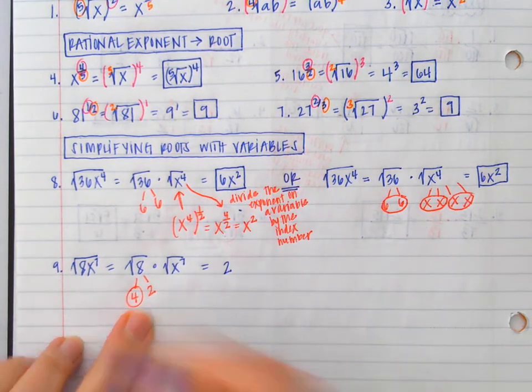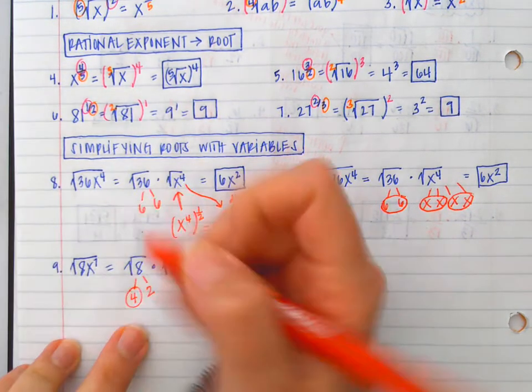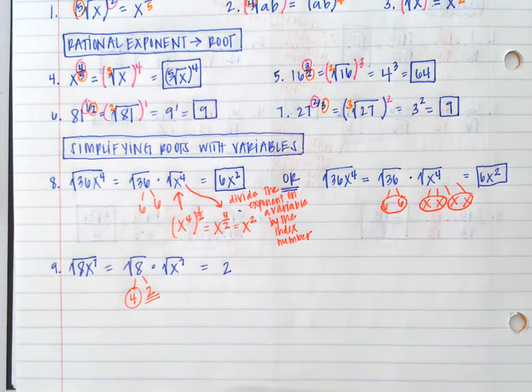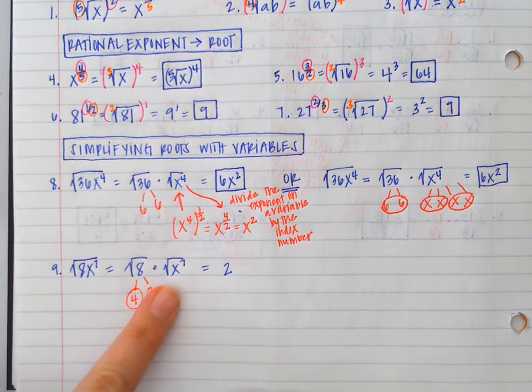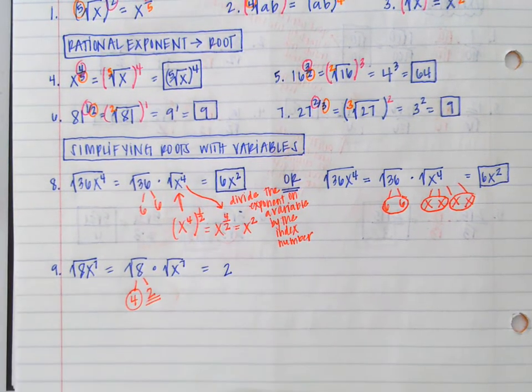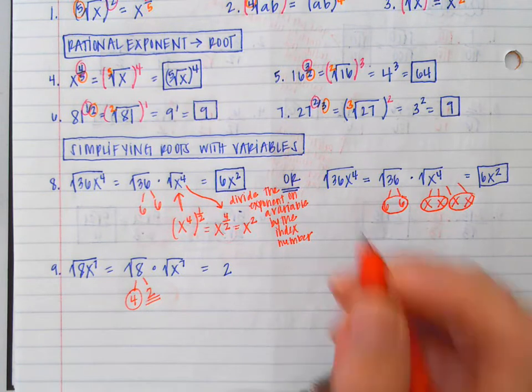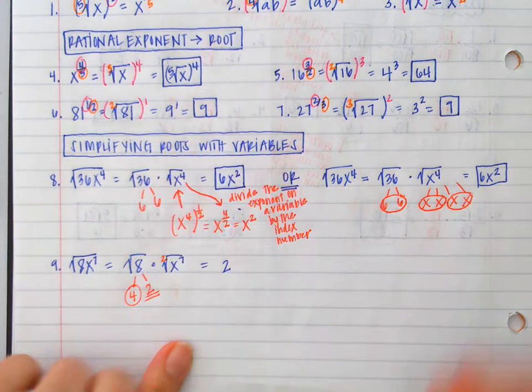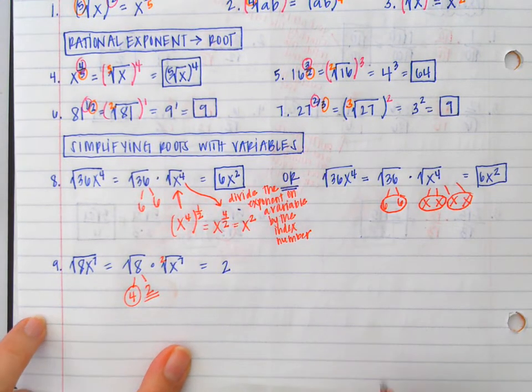And then 2 is left over. So I'm just going to leave that for right now. Okay, then I'm going to look at x to the 7th. Remember, we look at what our index number is. Our index number here is 2. When there is no index number, we assume the index number is 2.